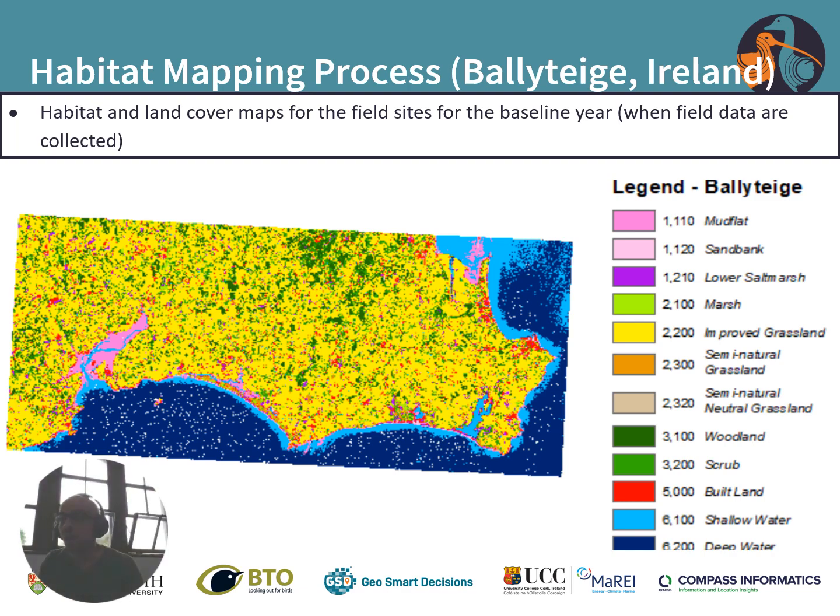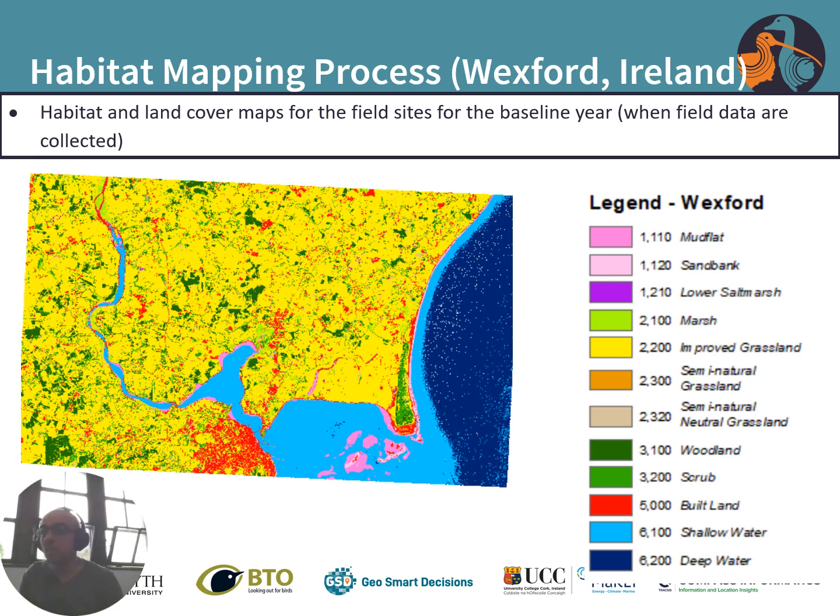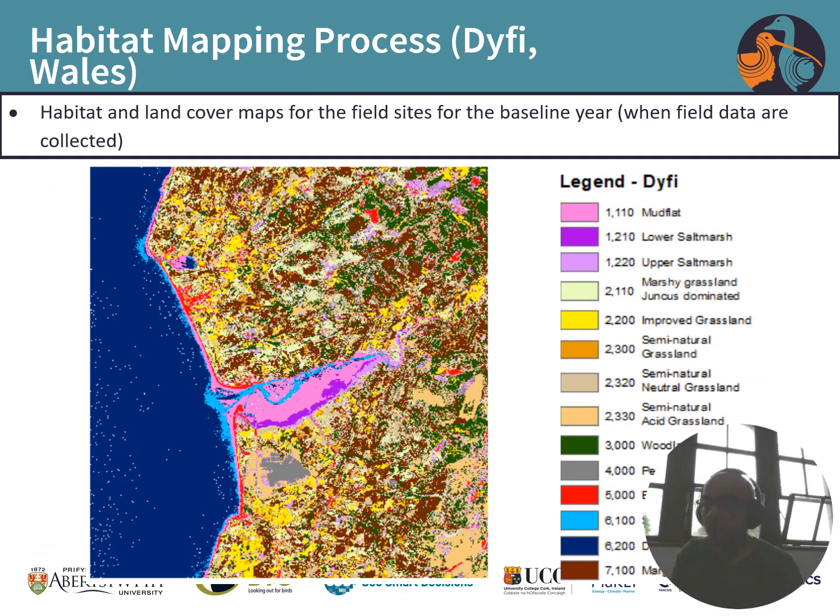This is one of the areas that we mapped, the Baltic area, and this is the Wexford area. Both of these areas in Ireland are mainly covered by improved grassland, as you can see, but we have other types of classes. This is a particular area that has a different distribution of the classes, and the interesting thing is that the species are not coming inland as in the other sites, because they are more interested in the estuary area, and this is probably linked to the fact that the classes are different in this area.